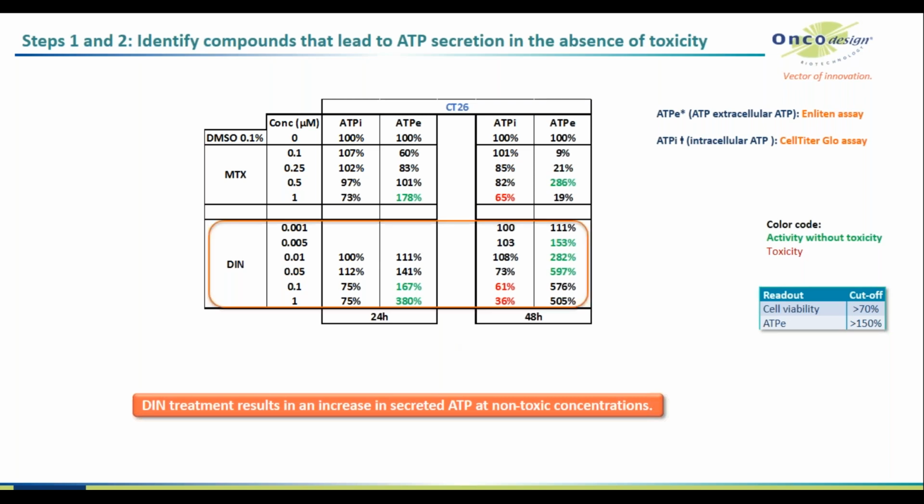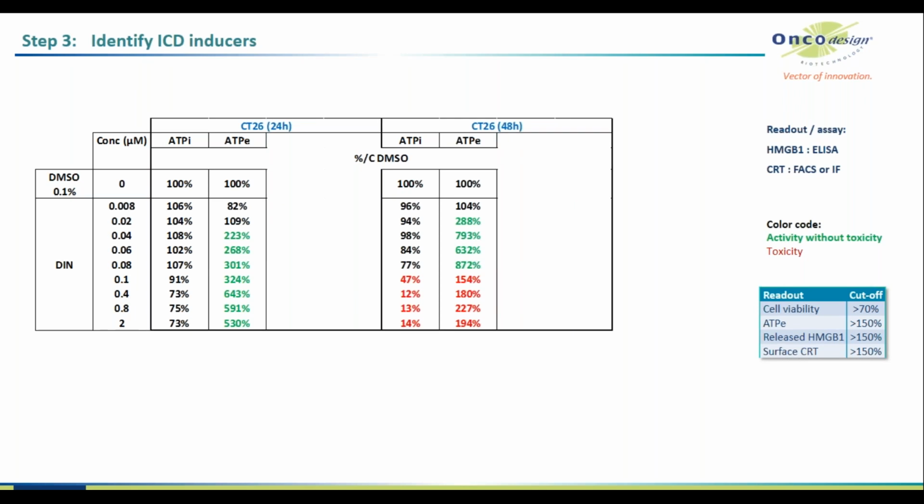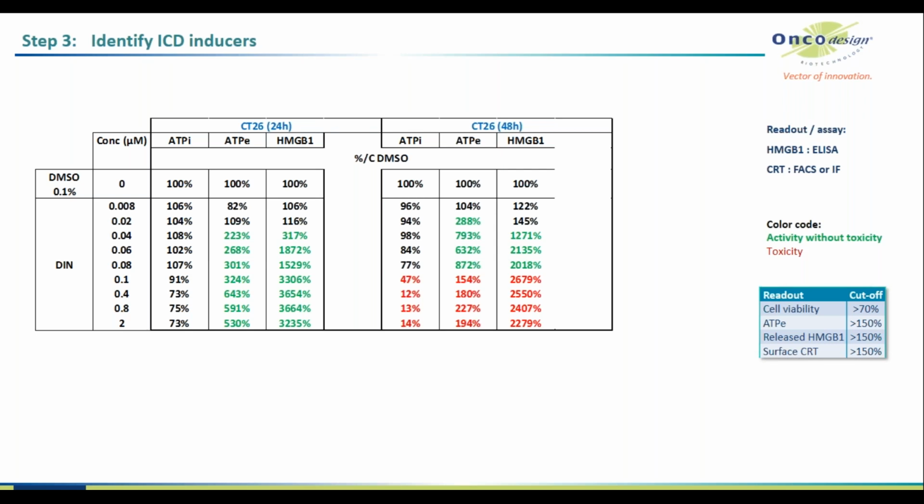So what we chose was dinaciclib, because that's a compound that resulted in a nice secretion of ATP without toxicity. The next step was to look at the different ICD inducers, namely HMGB1, which we looked at via ELISA, and calreticulin via FACS or immunofluorescence, depending on the cell line that we chose. So the first one in line, HMGB1.